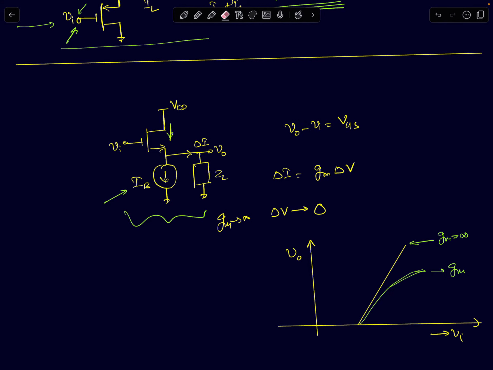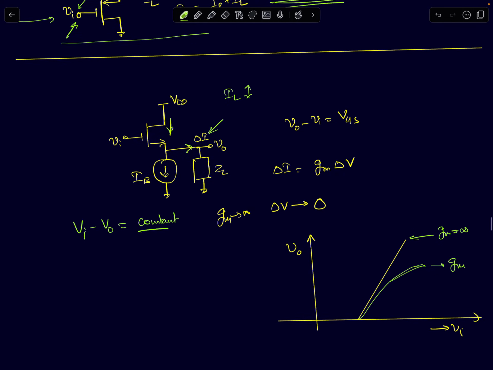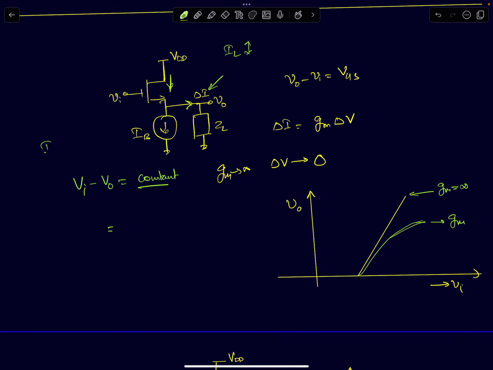How does this help me? Okay, so all I need to do is, even if my load current IL is changing, I need to ensure that Vi minus V0 is nearly constant. And how do I do that? I can simply ensure that IB is much greater than the load current. If I ensure that, your VGS will be mainly dominated by the bias current. So load current will not have much impact on the VGS.